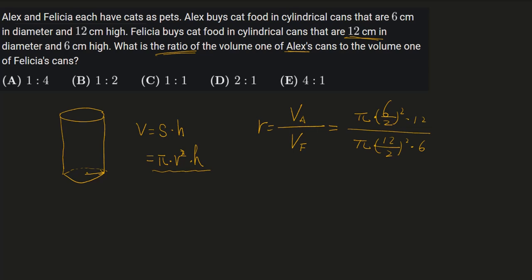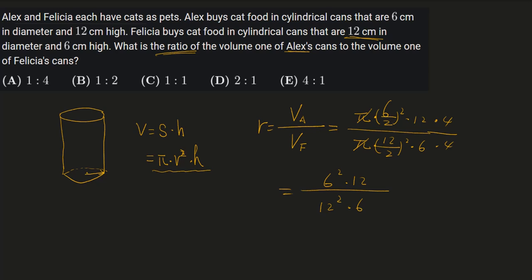So what should we do next? Certainly we can cancel out these pi's. And how do we deal with these fractions, the 6 over 2 and the 12 over 2? Normally, you don't have to do the calculation. You can just simply multiply by 4 and by 4 to cancel out those two squares. Therefore, the top simply equals 6 squared times 12, and the bottom is 12 squared times 6.